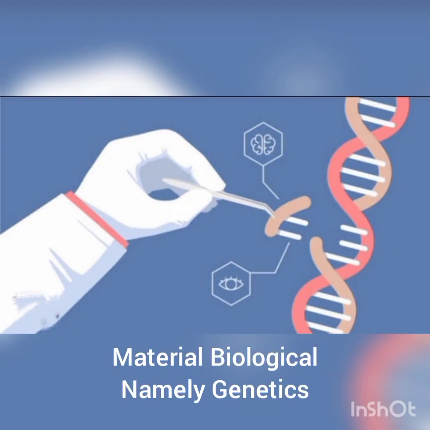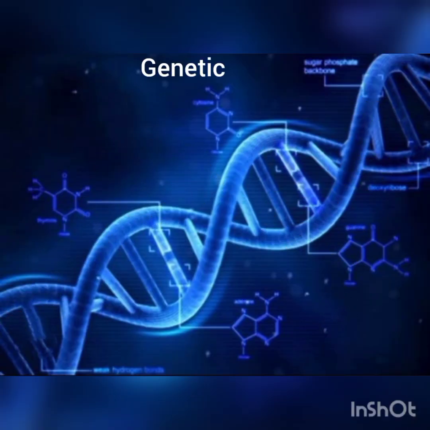Now I will explain about biological material, namely genetics. Genetic or hereditary factors are information that every cell of a living creature has that can be passed on to its offspring.